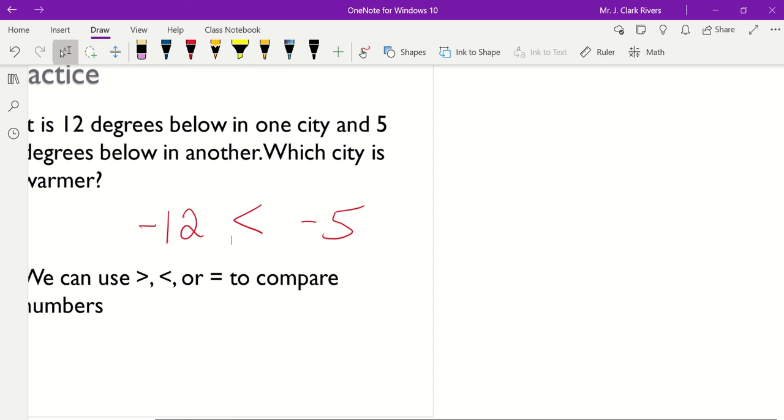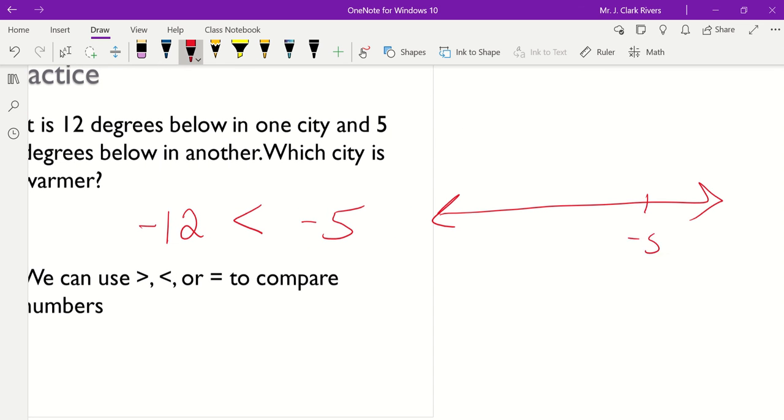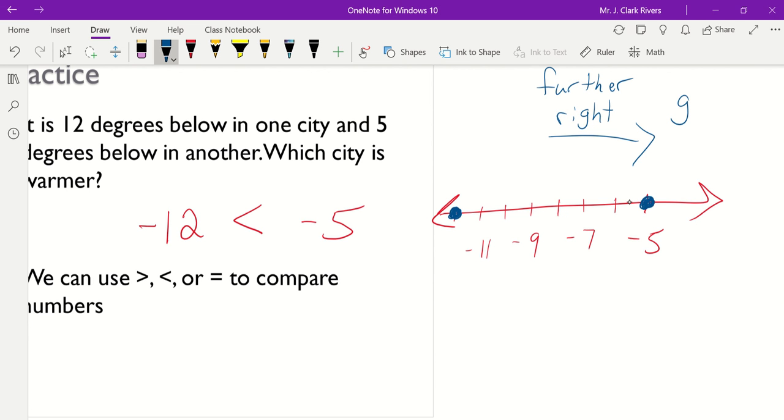If you were to put this on a number line, it would look like this. Let's put negative 5 over here. Negative 6, negative 7, negative 8, negative 9, negative 10, negative 11, and then here is negative 12. So negative 5, that point right there, negative 12, that point right there. The point that is further right is greater than, right? Yeah, you can just look at this. The point that is further right is greater.